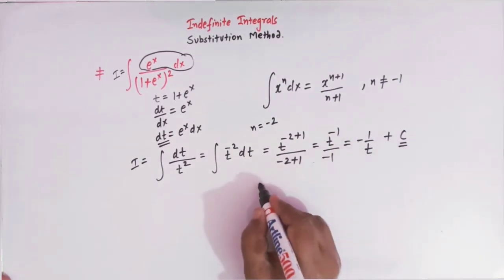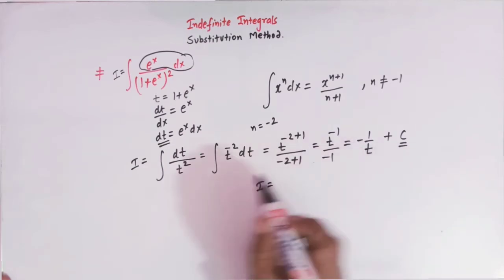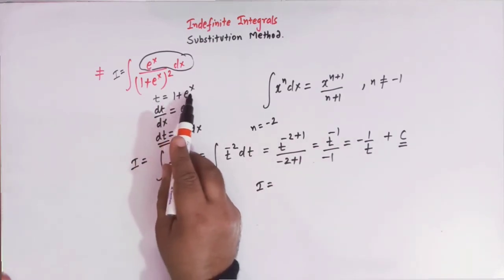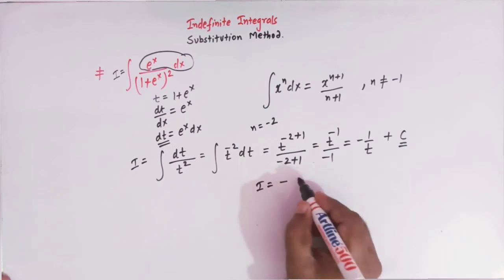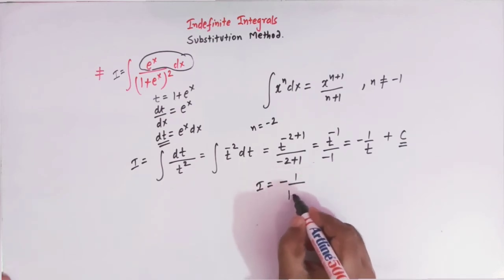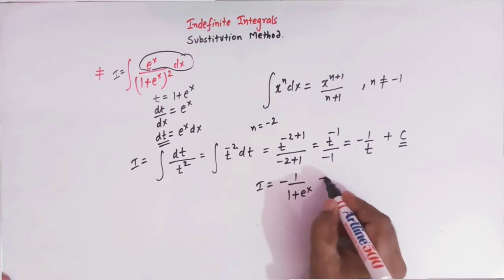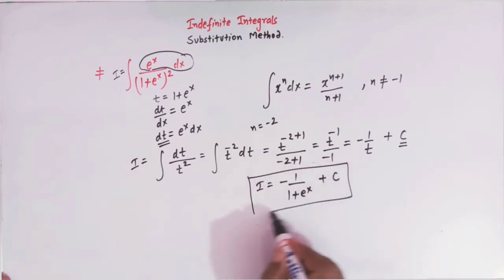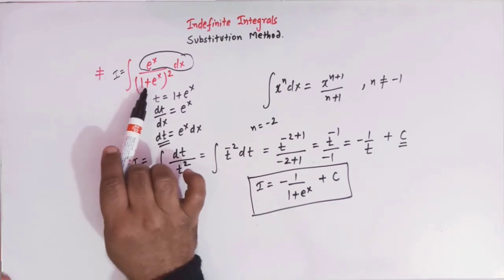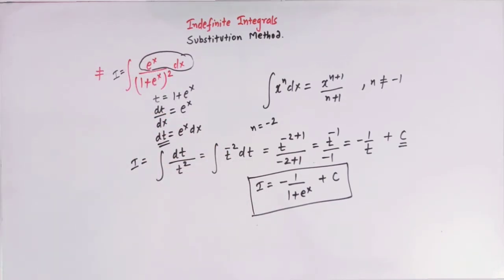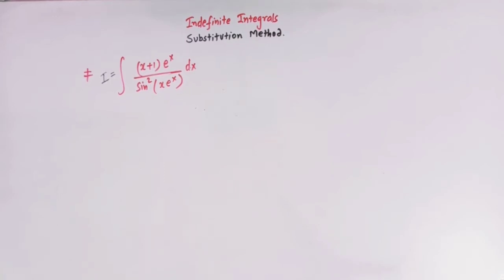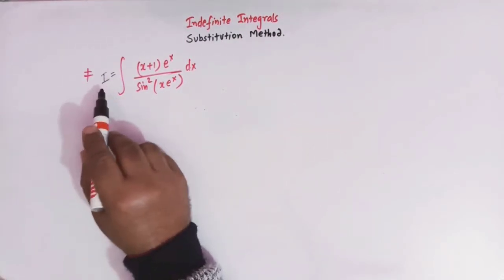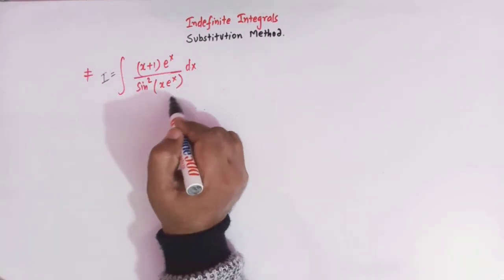And now we can resubstitute the value of t as 1 plus e raised to x, so we have minus 1 over 1 plus e raised to x plus c, right? So this is the final value of the integral of this function, right? So now let us take this problem. Here we have to find the integral of this function, right?